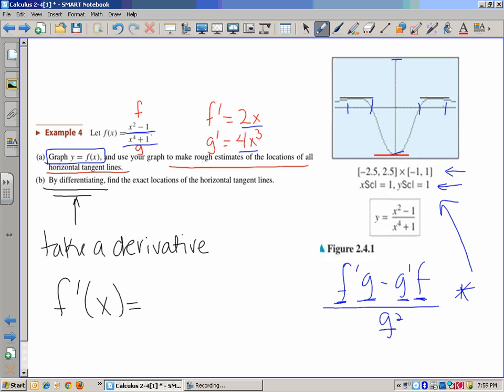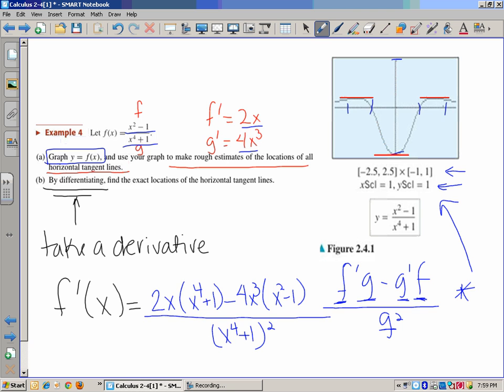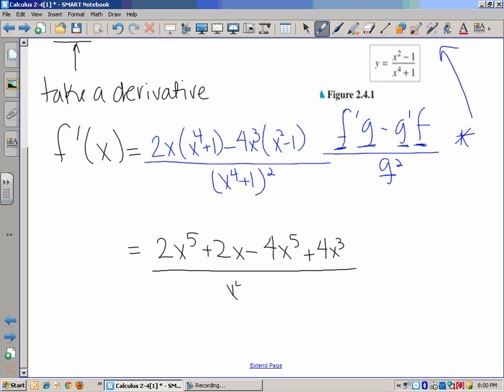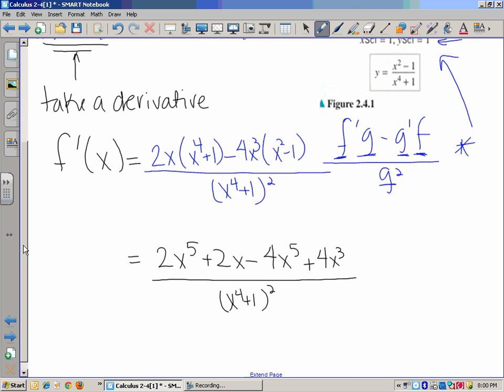So direct substitution now. These are the four pieces I'm going to use to plug in. So f prime G minus G prime F all over the bottom squared. Now, I can simplify this a little on top. 2x to the fifth plus 2x minus 4x to the fifth plus 4x cubed all over x to the fourth plus 1 quantity squared. Now the important piece here is up here. I'm going to scroll up for a second.